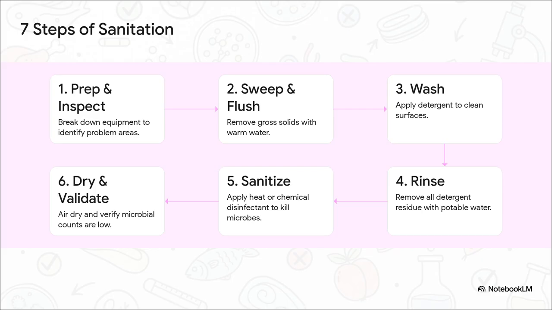So step 5 is the actual sanitizing, using things like heat or chemicals to kill the microbes. Step 6 is the final rinse or air dry. And finally, step 7, validation, the final check. You look to make sure it's visually clean, and you take microbial swabs to make sure the counts are low. It's the last step to make sure the fortress is secure.